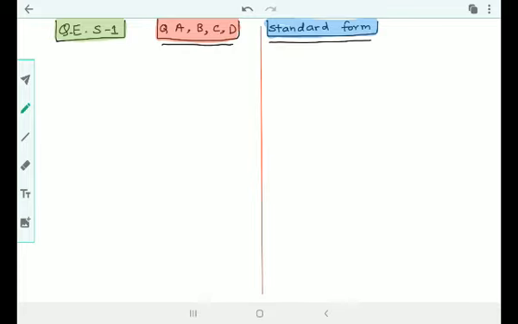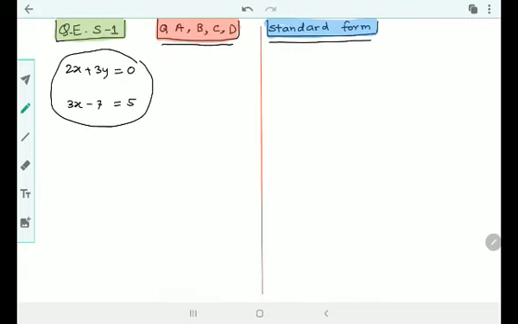Okay, let's get started. So let's know what is quadratic equation first of all. As I know, the equation means there is some variable and equal to sign. We call it as simply equation. 2x plus 3y is equals to 0. As we know, it is called as a linear equation. Same way, 3x minus 7 is equals to 5 is also an equation. Both these equations are called as a linear because the highest power of the variable is 1.